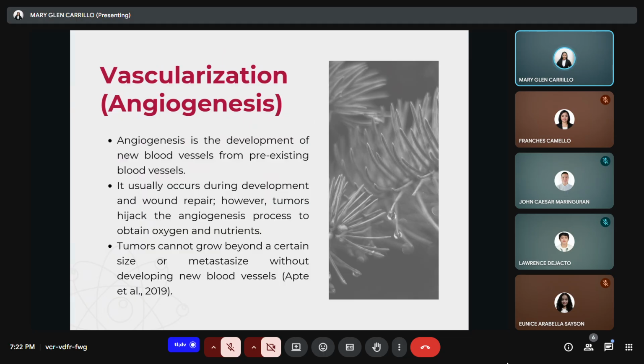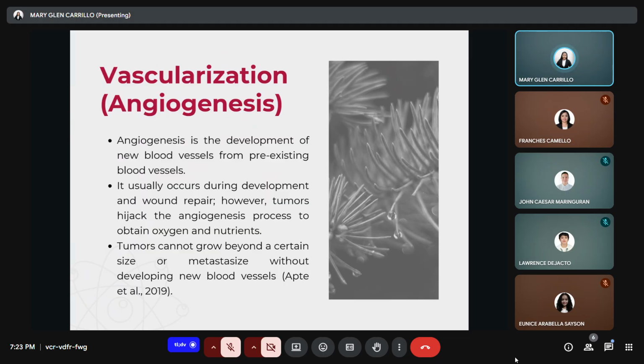Cancerous tumors are dangerous because they don't just stay in one place. They grow uncontrollably and can spread to other parts of the body. But for them to do this, they need oxygen and nutrients, just like normal tissues do. Without blood vessels, a tumor can only grow to a tiny size. So this is where angiogenesis comes in.